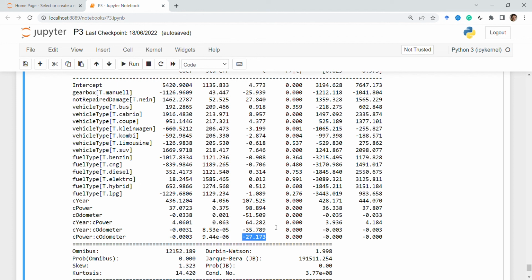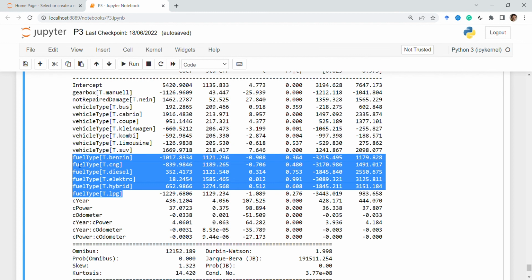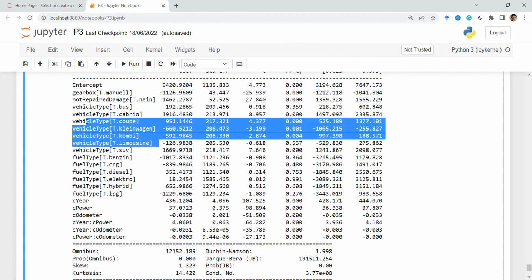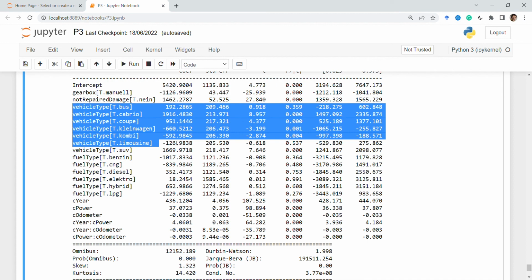So for instance, some of them we easily understand. If you have a new car but it has many kilometers, then the price drops. That is why we have this negative sign. And you may equally try to explain the rest. And here, for instance, we see that the fuel type doesn't matter, and the vehicle type almost doesn't matter. You see, all of them are very small except for the SUV.